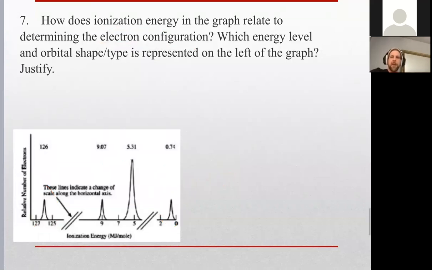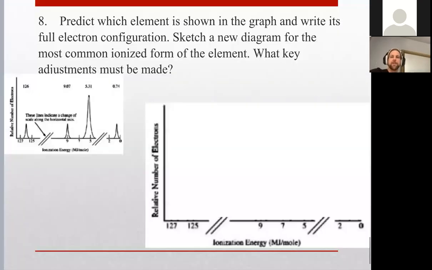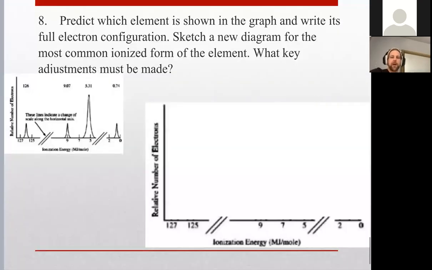Okay, this brings us to our last question. I kind of answered this on the previous one. It says, predict what element is shown on the graph. And I said, well, if this has 1s2, 2s2, 2p6, 3s2, that in order is going to be the full electron configuration. And this matches magnesium in the neutral ground state.